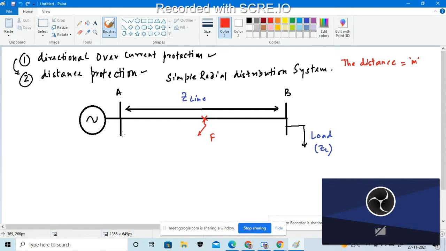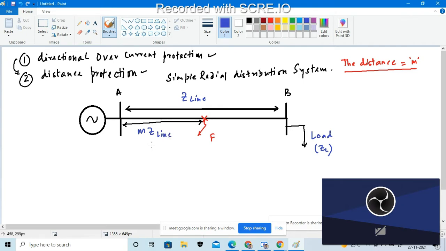So if I consider the distance having m distance, then from the fault to this particular source, this particular section from there to there, the value should be m Z line, right?